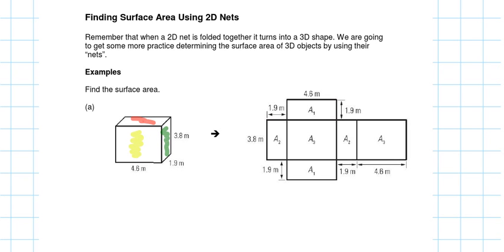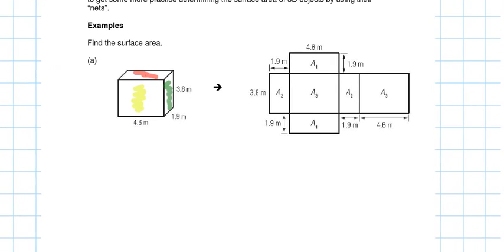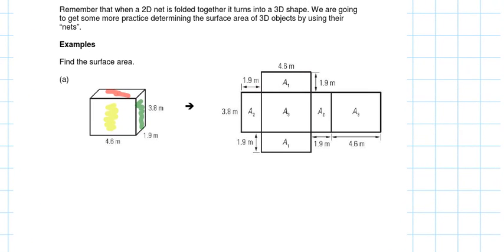So if I'm looking at this, and I'm looking at the 2D net, right? So what I will have, I'll have the A2, which represents the green, the one with 3.8 and 1.9. A1 represents the top and bottom. And A3 represents the yellow. Correct? You guys see that?